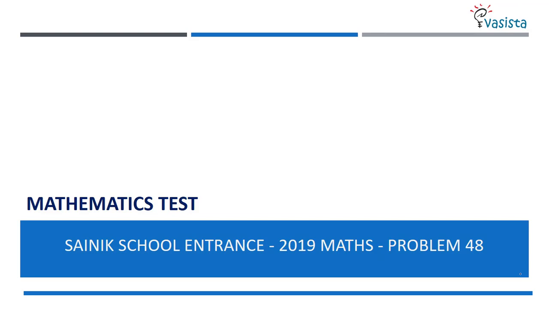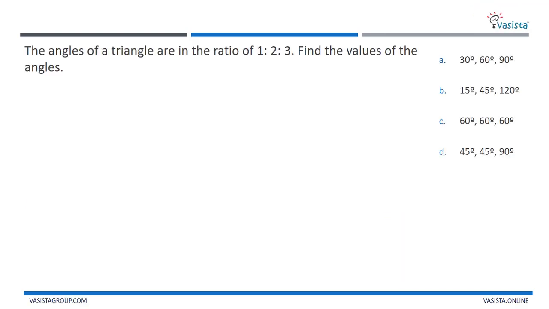Fine, let us start with problem number 48 here. The angles of a triangle are in the ratio of 1:2:3. Find the values of the angles. You know, the sum of angles of a triangle is 180 degrees. Now, the ratio of these angles is 1:2:3.